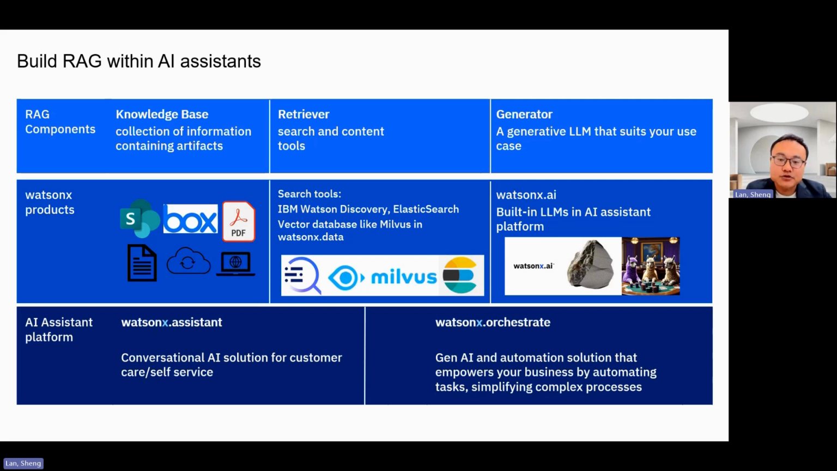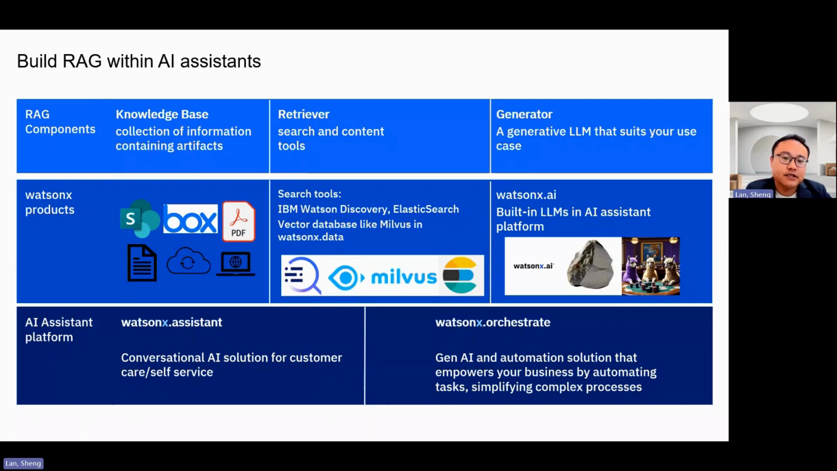So with this entry point, or this basis for AI assistant, we then add these RAG components into that with some IBM products. The RAG component has three main components. The first one is the knowledge base. This one can be a SharePoint, Box, local files, or some website. That one doesn't involve an IBM product. That's where your knowledge base, where your data stays.